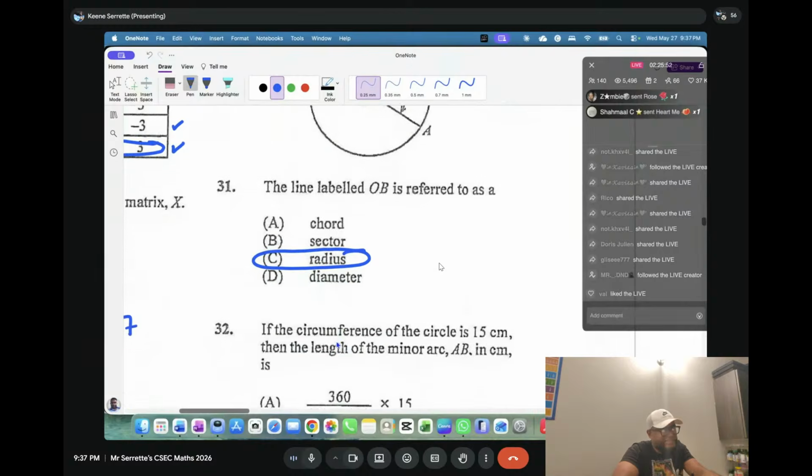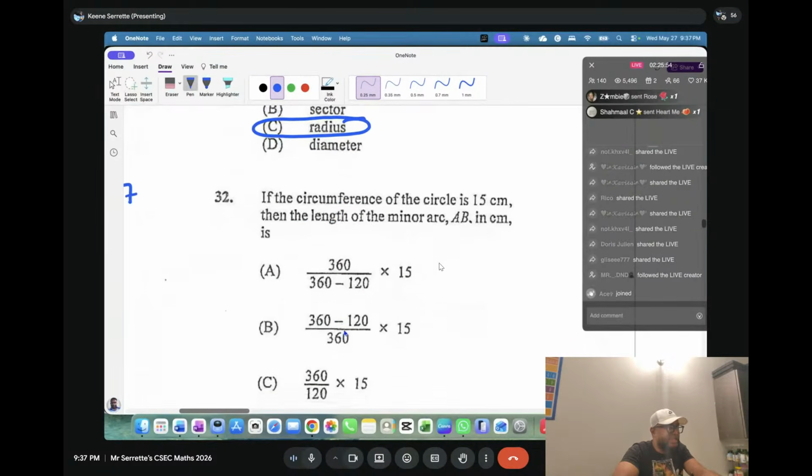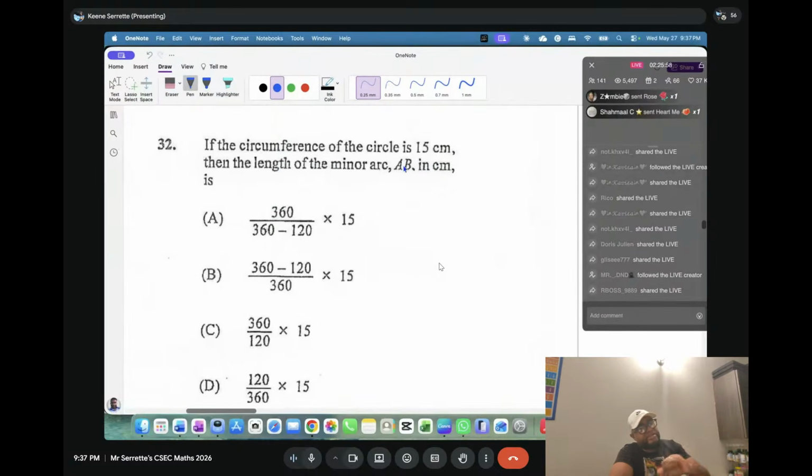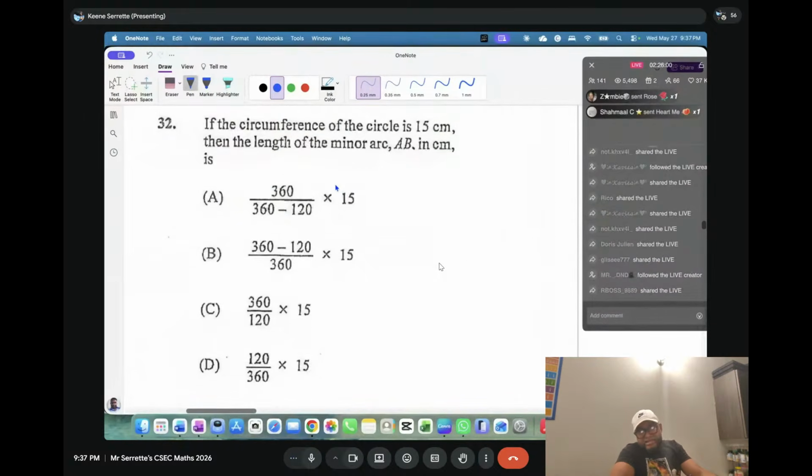This last year was the easiest paper I have seen in years. January, I find this was one of the easiest exams we've had in a while.